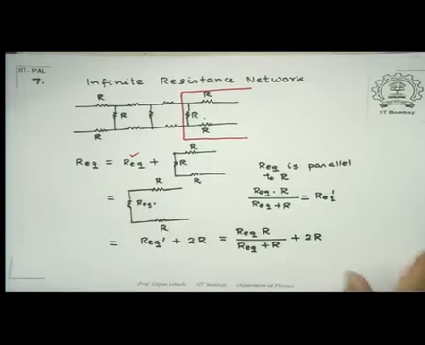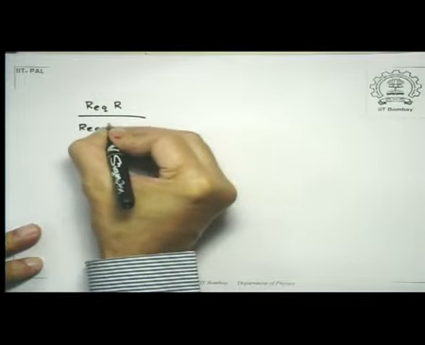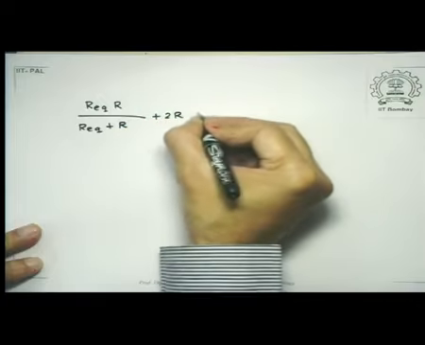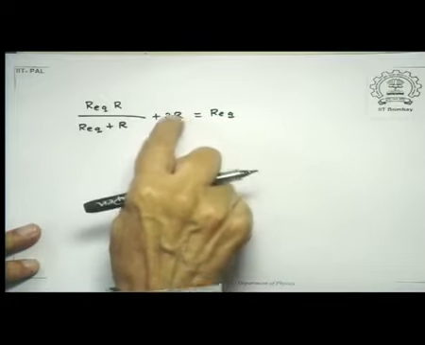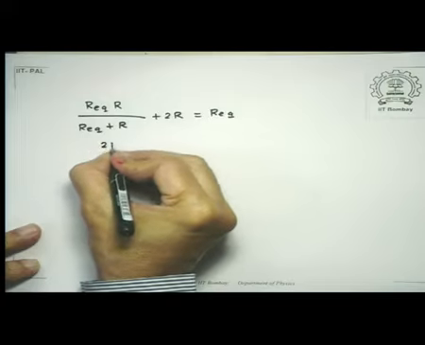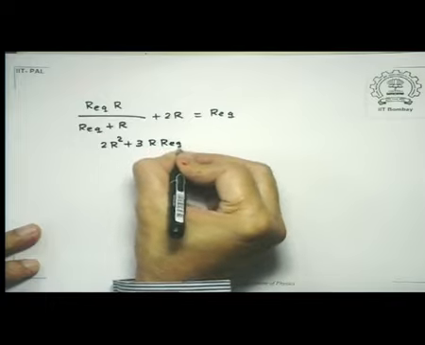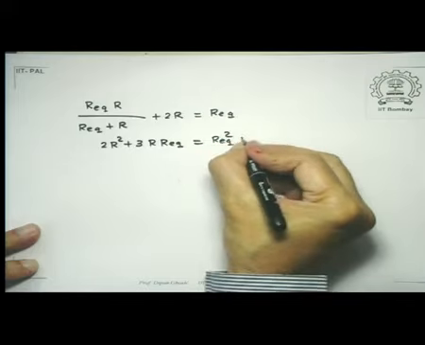Now if you solve this, it leads to a quadratic equation. So let me write down Req prime, Req R divided by Req plus R in the denominator. I have to add this to 2R, and that's equal to Req. Let's simplify: Req R and 2R are added, so it is 2R square plus 3 Req R in the numerator, and in the denominator I cross multiply. So I get Req square plus R into Req.